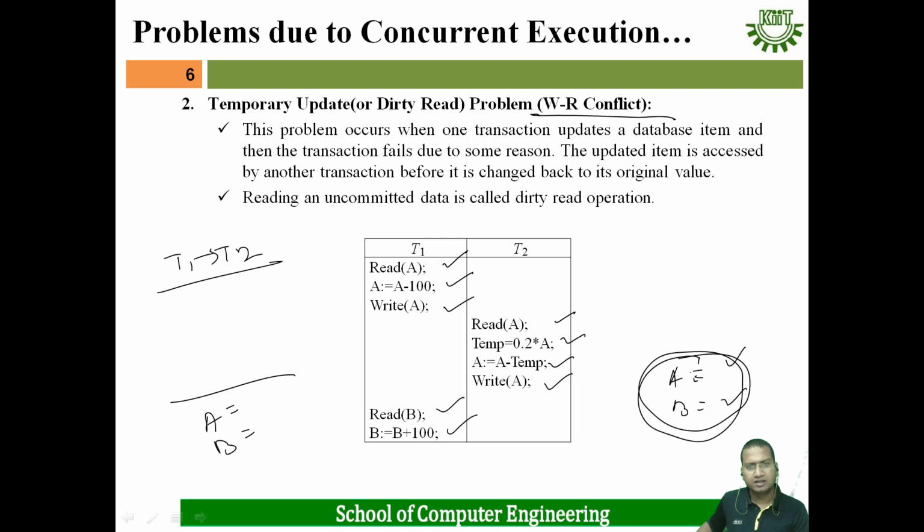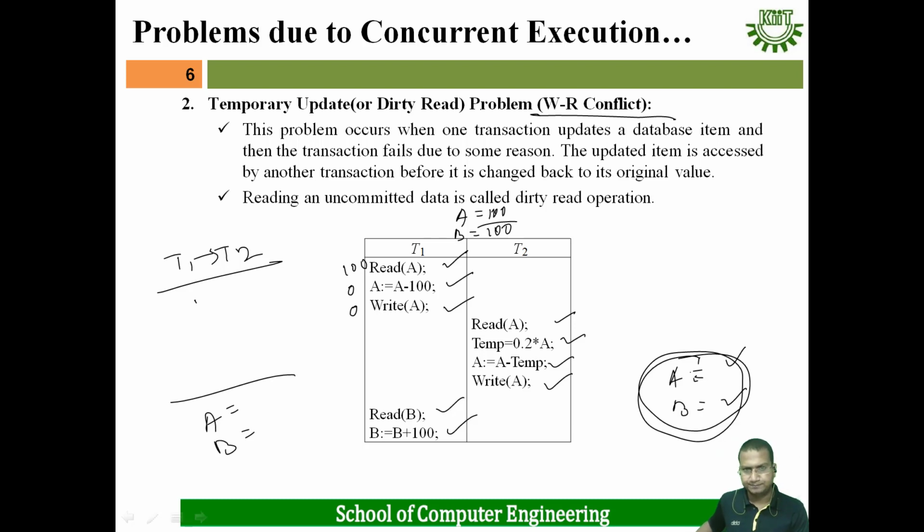Suppose the initial value of A is 100 and the initial value of B is 100. If we execute serially, what will be the result? We will see here. First T1 gets executed. Read A, that means the A value will be 100. Then A is equal to A minus 100, so A is 0. Write A means 0. It will update the buffer A value to be 0.